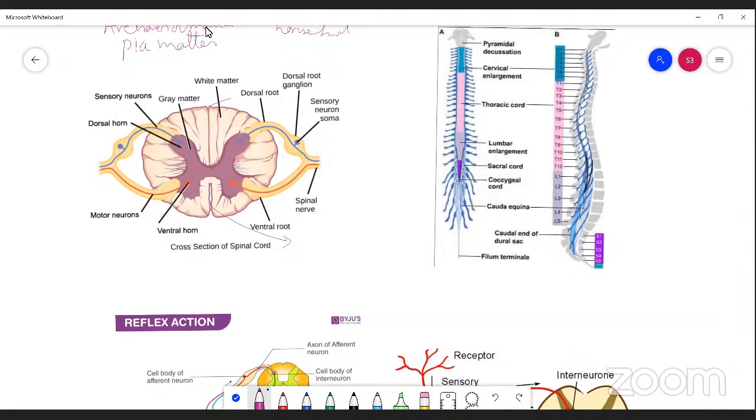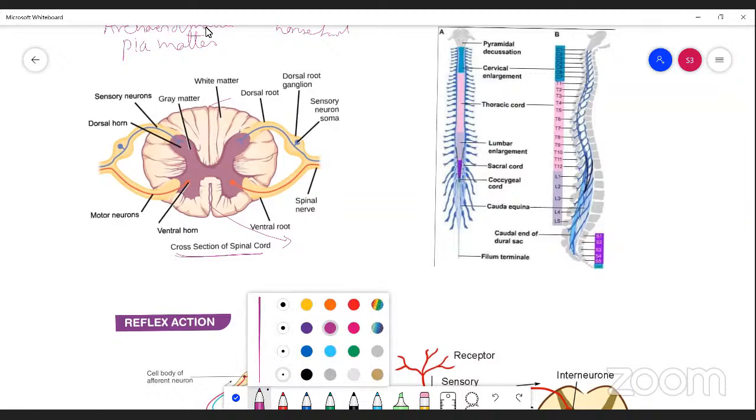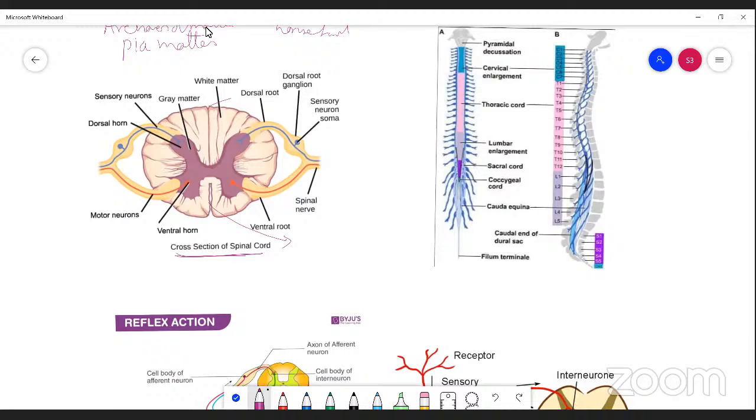So now we are seeing the cross section of the spinal cord. We see the 2 regions. One is the posterior median sulcus. The other region is called the anterior median fissure.